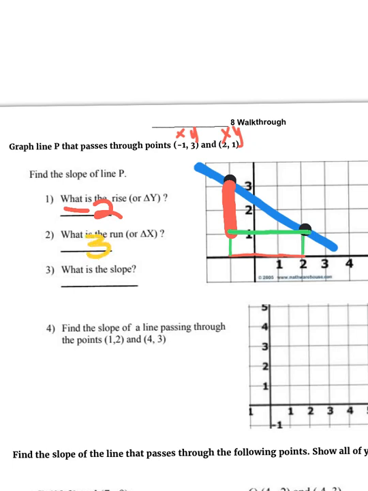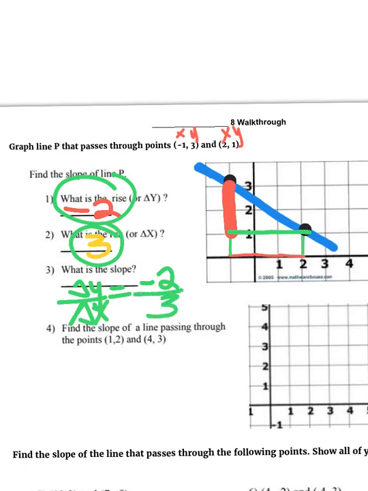So what is my slope? Well, it's the change in y, which is -2, over my change in x, 3. So the slope of line P that goes through -1, 3 and 2, 1 is -2/3. I go down 2 and to the right 3. So that's how you would find the slope of that line.